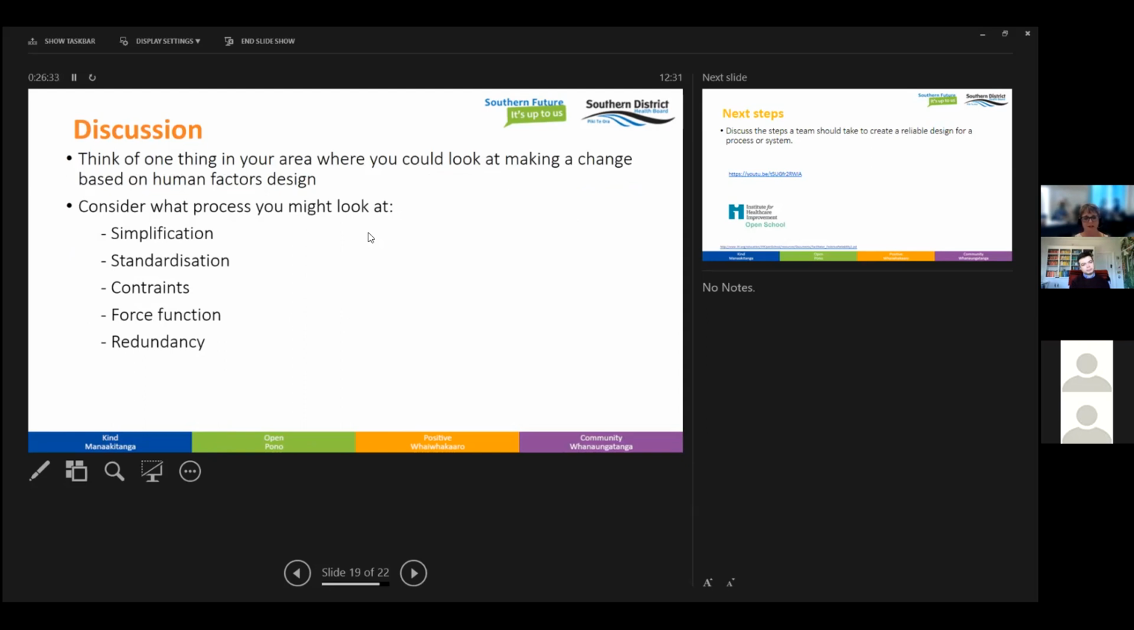Some of the things that I know people that have been involved in improvement for a long time, one of the first questions that you can ask, particularly if you've got someone coming into an area that's not familiar with it, is, why do you do it that way? Or we've always done it that way. Or why do you keep that amount of paper when it's all on the computer? Well, we always have. So it's quite good just to ask some of those basic questions at the outset.